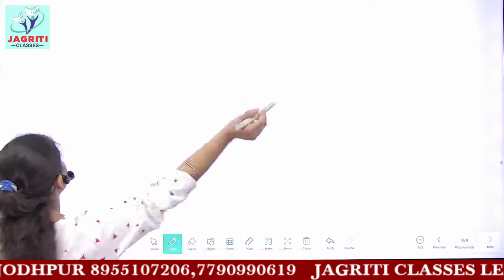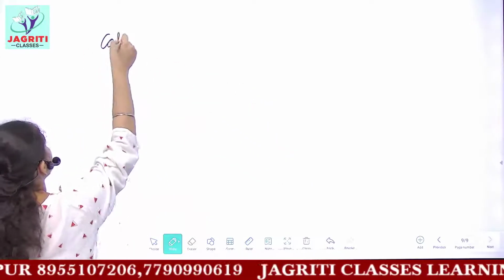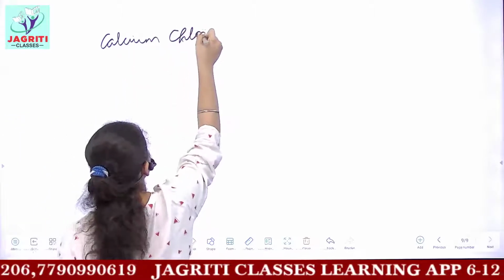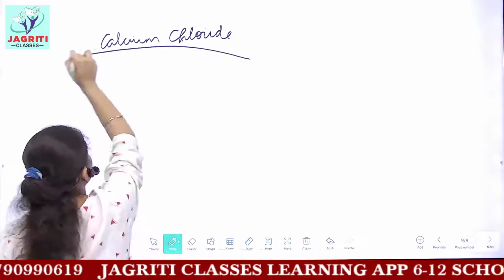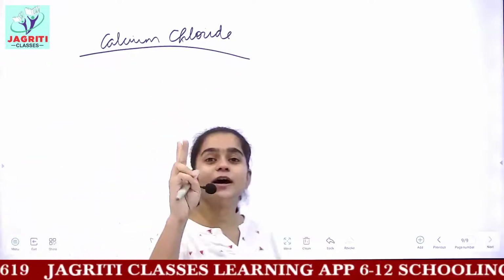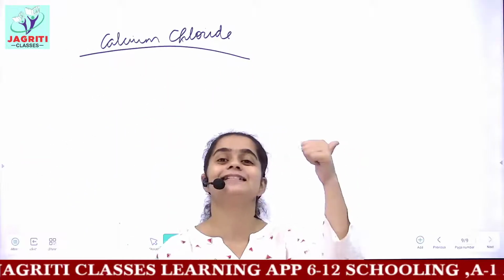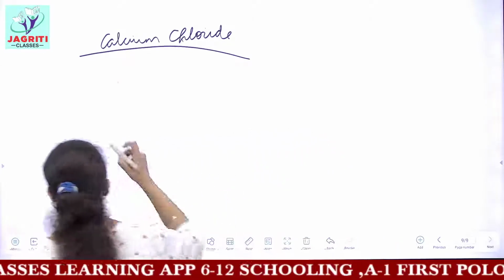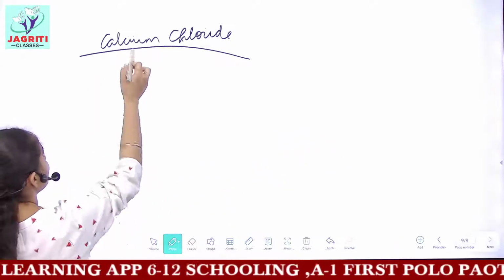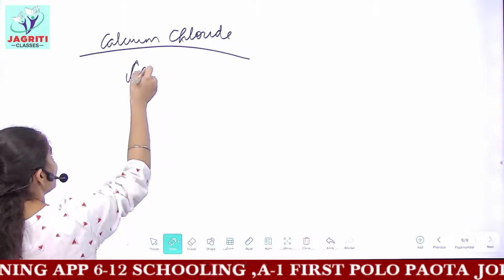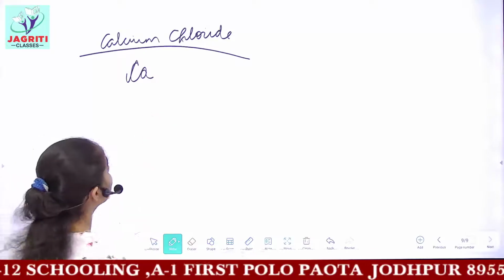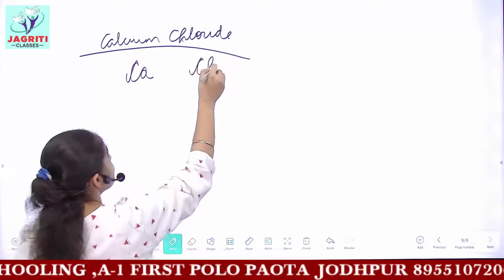So next we are doing calcium chloride. What would be the formula of calcium chloride? What two things do we require to write a formula? Yes, the first one is the symbol and the next is their valency. So what would be the symbols? The symbol of calcium will be Ca, and the symbol for chloride is Cl.